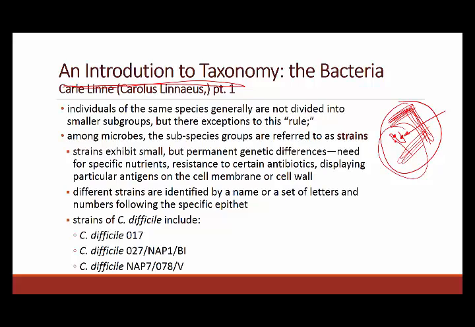And strains can have different characteristics from each other. So this strain may, just by chance, have a slightly different genome than the strain that's right next door to it. So strains exhibit small but permanent genetic differences. It could be around the need for specific nutrients, or the resistance to certain antibiotics.